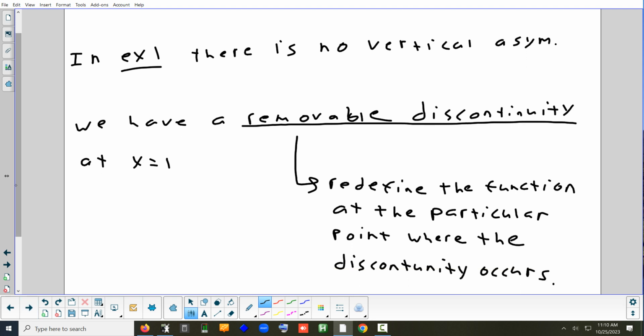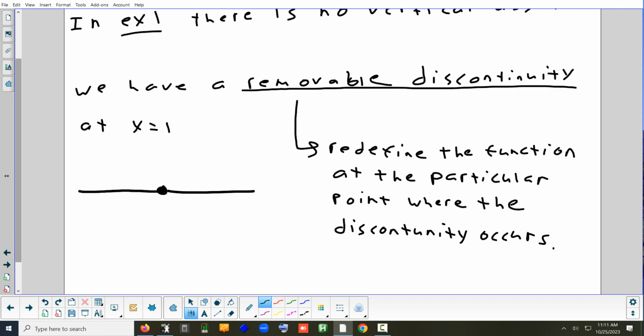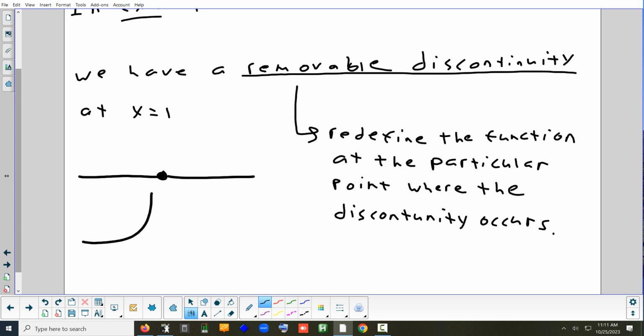The idea of something being a removable discontinuity means that it would be very easy to fix the break in the graph. If you have something like this, it's very simple to fix that break. All you have to do is fill that hole in, and now it's connected. Removable means it's easy to make it connected. If you have a vertical asymptote, something like that, and something like that, is there a single dot that I could put somewhere that would make these two parts connected? No. That's a discontinuity because it's a vertical asymptote, but it's not removable. It's not fixable.